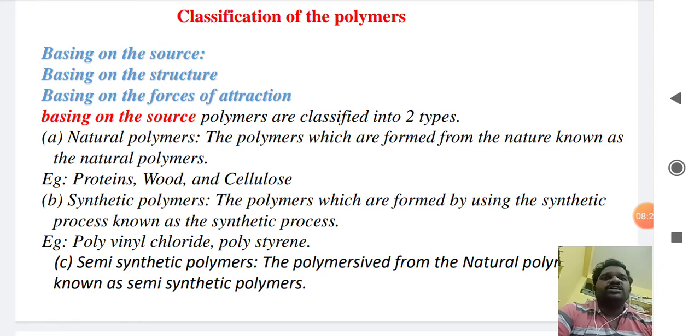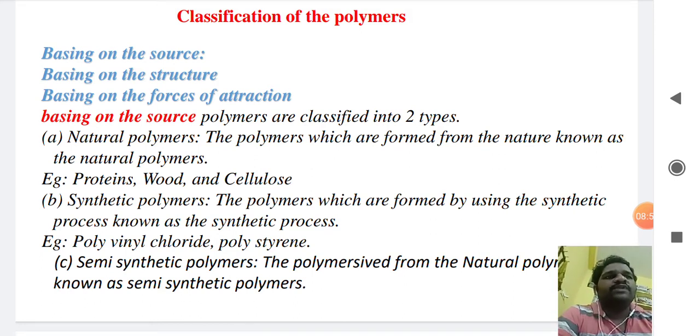And coming to the synthetic polymers, these are polymers produced by the synthetic process. The synthetic process is nothing but a man-made process. By using the synthetic process, we are able to produce a number of synthetic polymers such as polyvinyl chloride as well as polystyrene. These are not available in nature. These are completely produced by the synthetic process only. So these are called synthetic polymers.